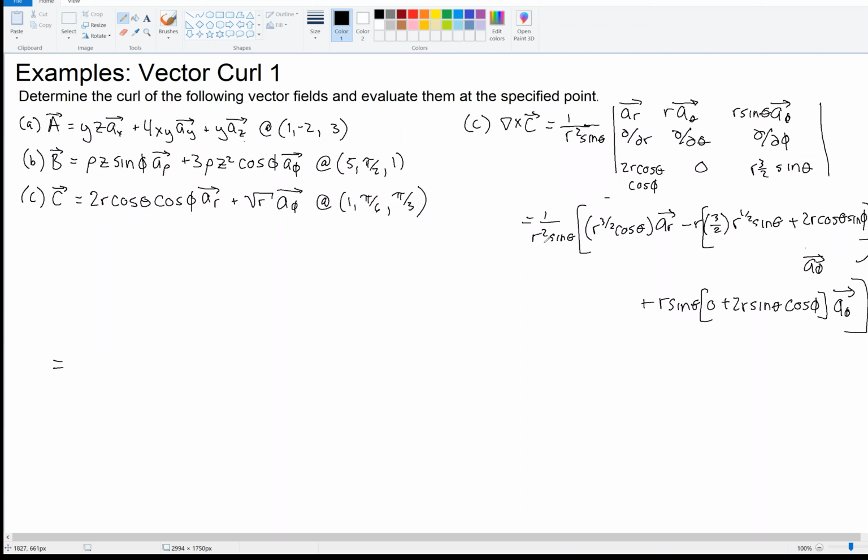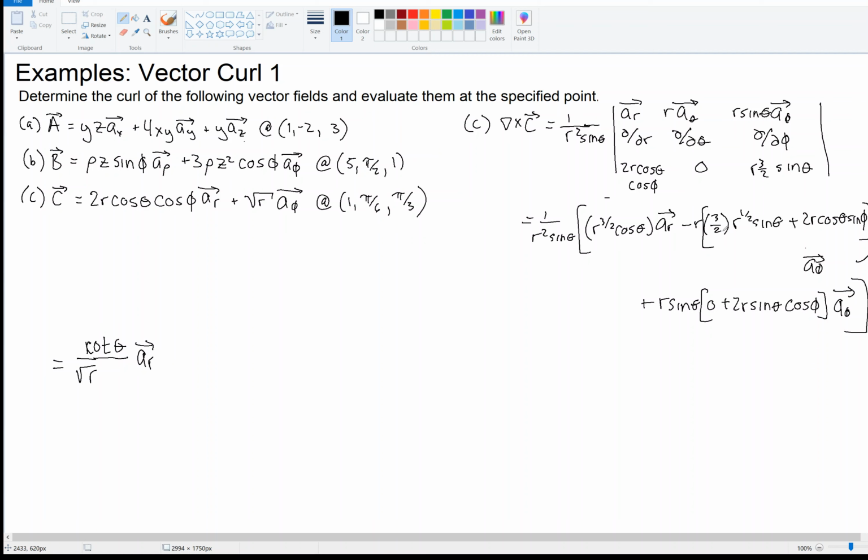All right, so I've got this 1 over r squared sine theta to distribute in. So when I distribute that into the r direction, I've got r to the 3/2 divided by r squared. So r squared is like r to the 4/2, right? So I've got 1 over root r, like that. And then I've got cosine theta over sine theta. Cosine theta over sine theta is actually cotangent of theta. Okay, so that's my curl in the r direction.